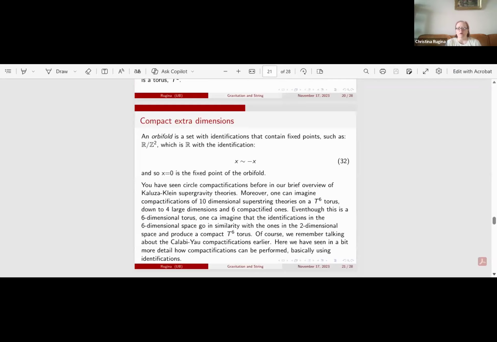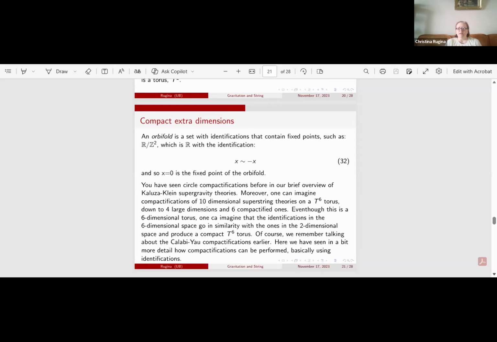So an orbifold, he went over these things also. An orbifold is a set with identifications that contain fixed points, such as R/Z2, which is R with the identification x minus x. And x0 is the fixed point of the orbifold. If you had an interval, then you'd have a fixed point of the interval as well, let's say -1 and 1. You have seen circle compactifications before.